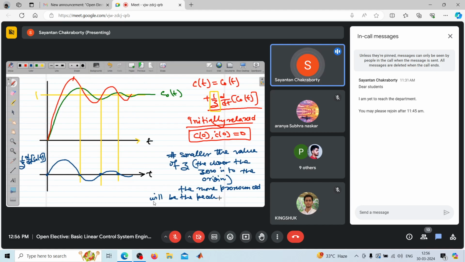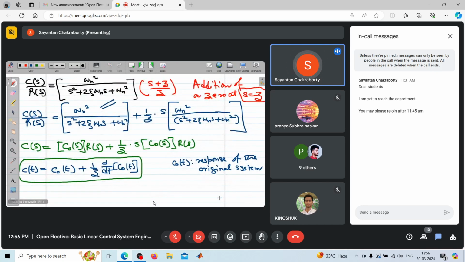So obviously, so far we have not considered the effect of such zeros in a system. But as soon as you consider a zero to be present in the system, the nature of the response will be completely different. And under this scenario, we simply cannot use the formulas for peak response, peak overshoot, or rise time, because now the system equation has changed to these values. This is the overall system.